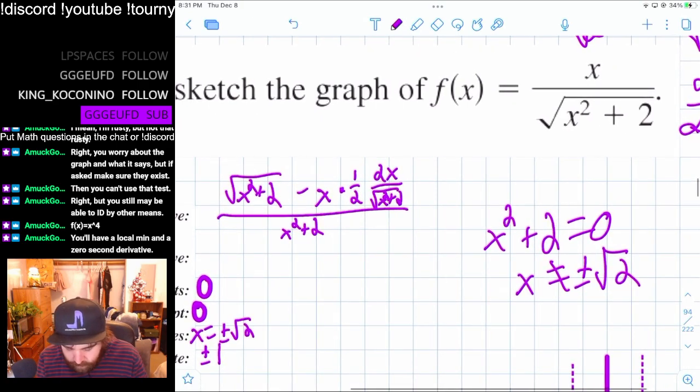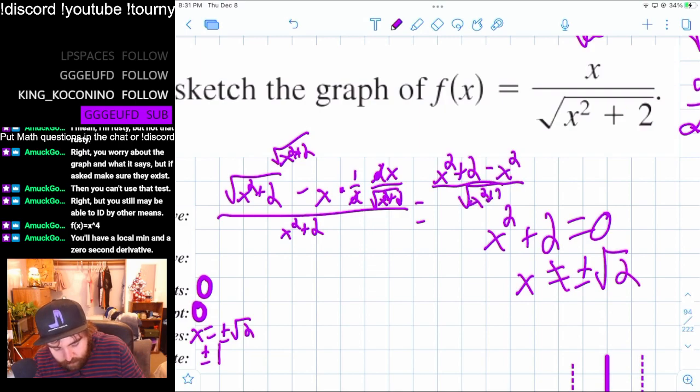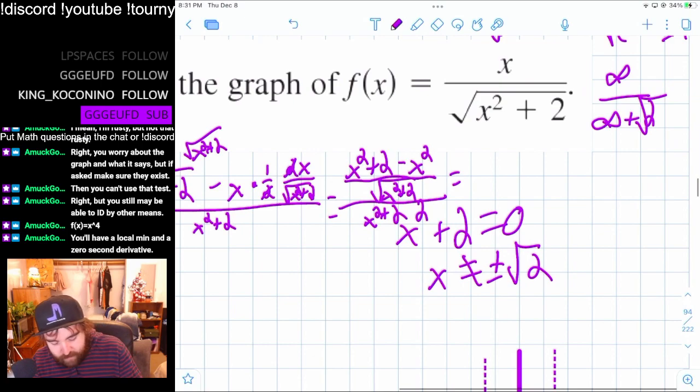Oh gosh. So at least these 2's cancel. And then I'm going to go ahead and try to combine the fractions on the top. So common denominator. So multiply this by root x squared plus 2. So that's just x squared plus 2 minus, I guess just minus x squared over root x squared plus 2. All of that over x squared plus 2. So this is getting pretty messy, but at least these x squareds are canceling out.